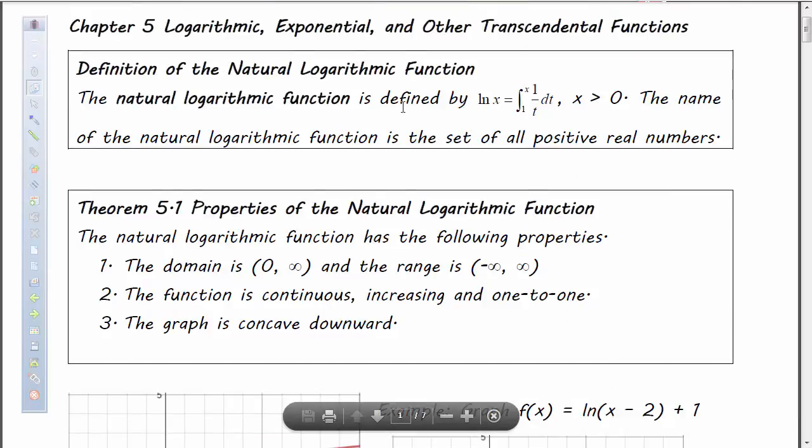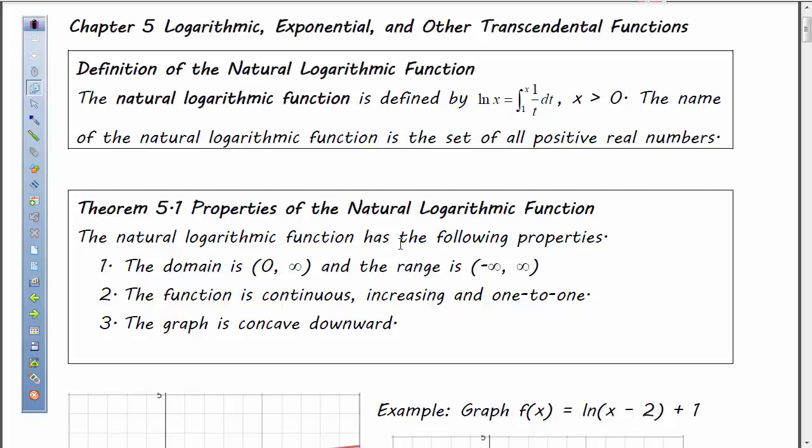First of all, the natural log function is defined by natural log of x is equal to the integral from 1 to x of 1 over t dt for x greater than 0. The domain of the natural log function is the set of all positive real numbers.